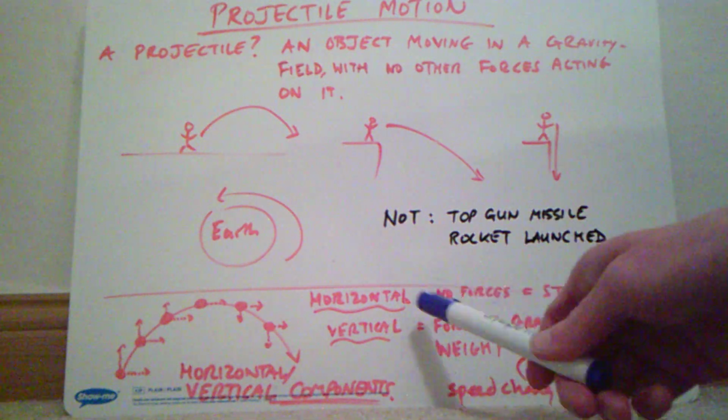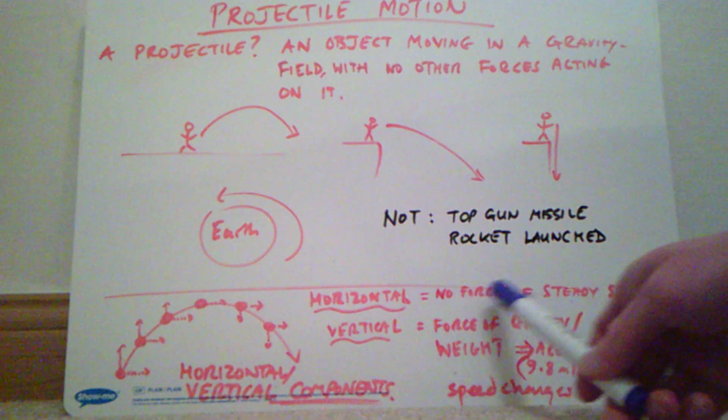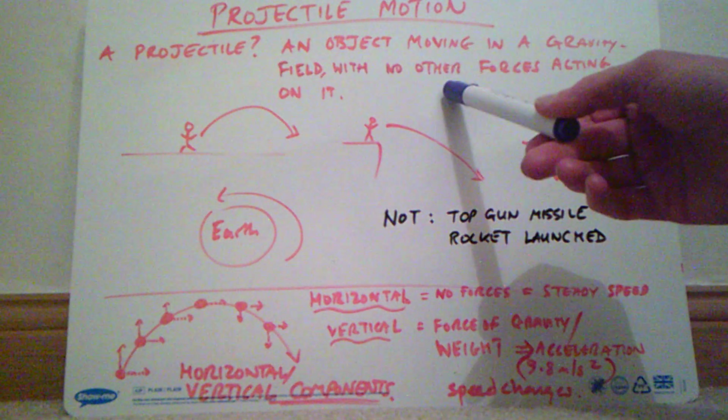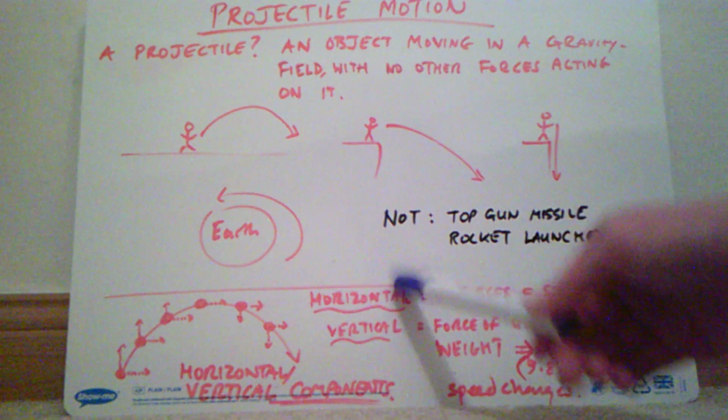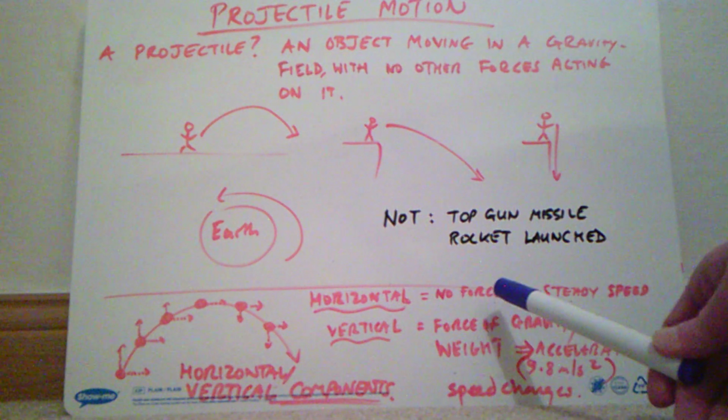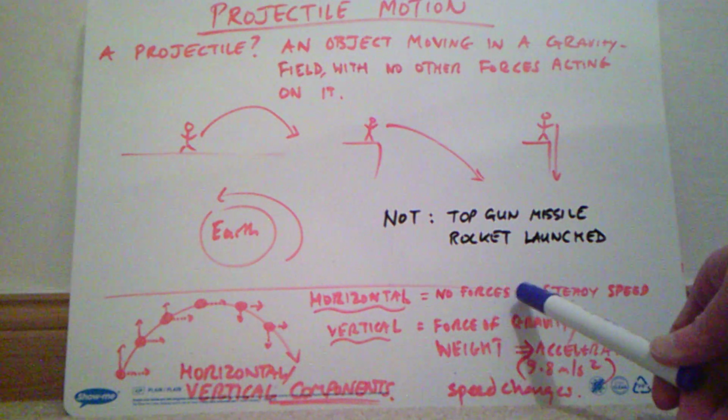Anyway, horizontally there are no forces acting. Remember the definition of a projectile, where the only force acting is gravity. Well, gravity is a vertical force, so horizontally there's no force acting. And if there's no force acting, Newton's first law says the thing will be going at a steady speed.